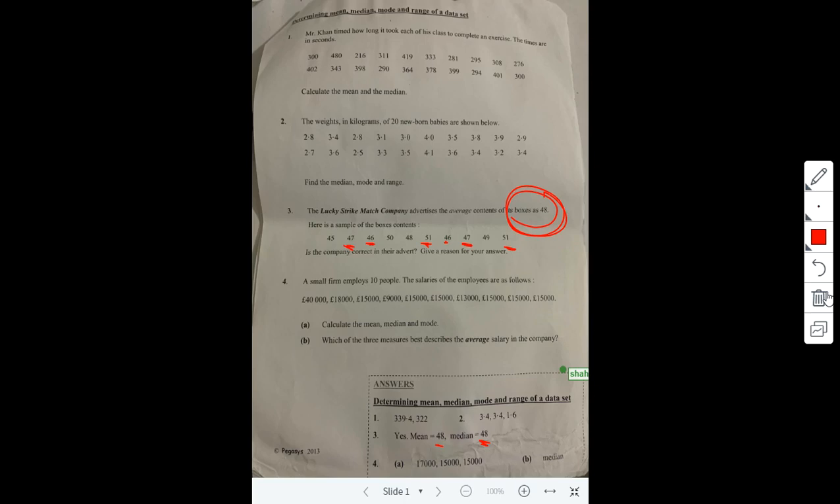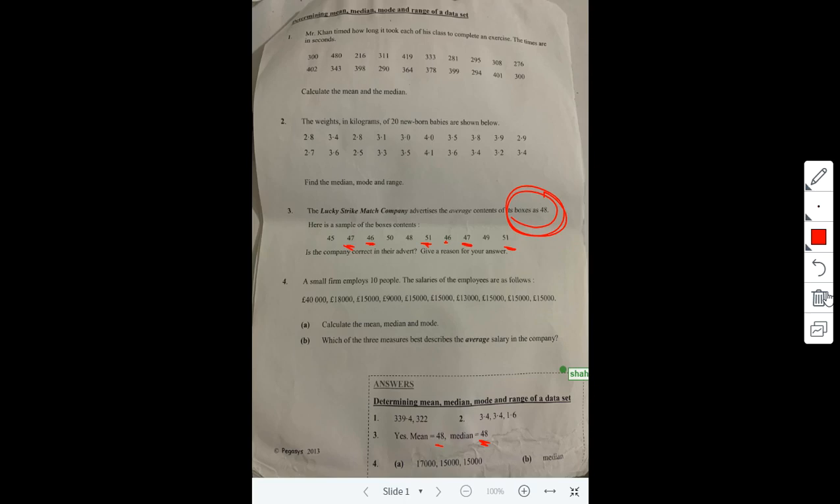I mean, it says which of the three measures best describes the average salary of a company, right? Yes. So how is it, like, let's say median, mode, and mean are all the same as the average, right? But then how does the median best describe the average salary in the company? Okay, why the median best describes it, that you are saying.